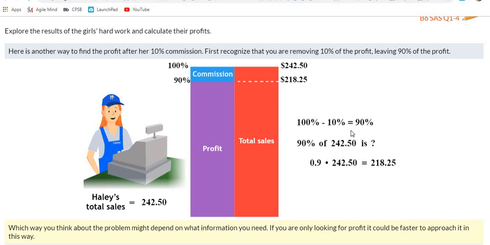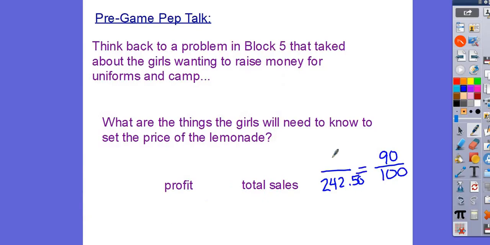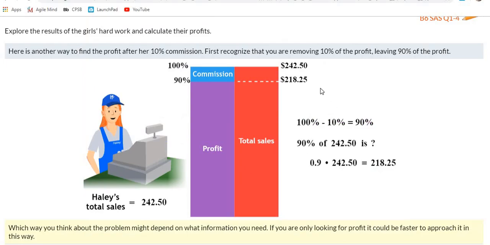You could have done it this way, you could have done it like the previous slide, or like I showed you on my Active Inspire slide, or we had in our mental math that we did in our head. So all different ways we can go about solving and finding commission.